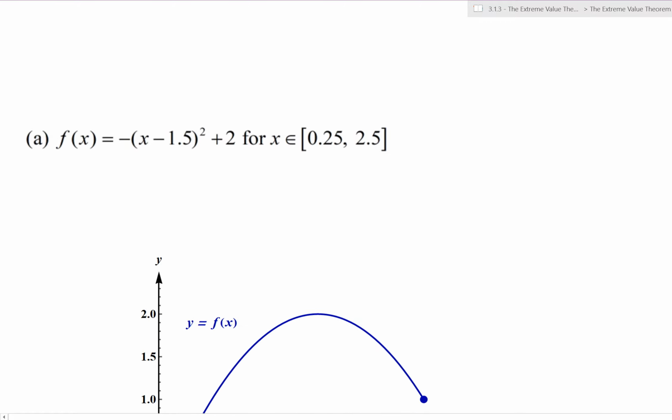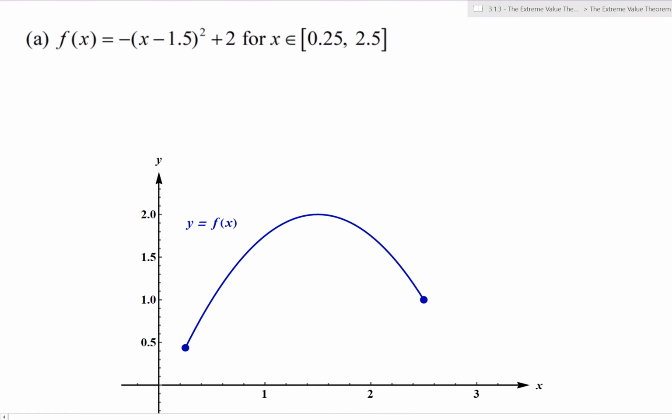Okay, right here, what do we got? Got a function right up here, f of x, let's call it negative quantity x minus 1.5 squared plus 2. Now, on this example, we're going to restrict for which this function is defined to be values of x over this closed interval here, 0.25 to 2.5.